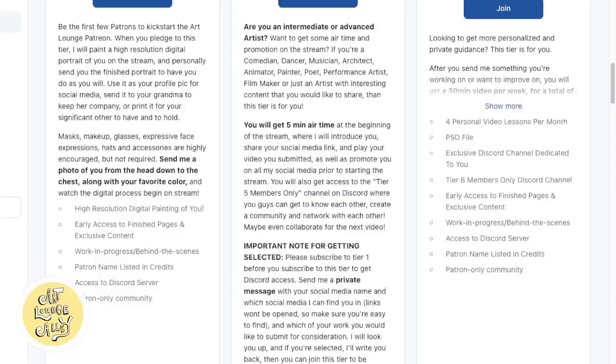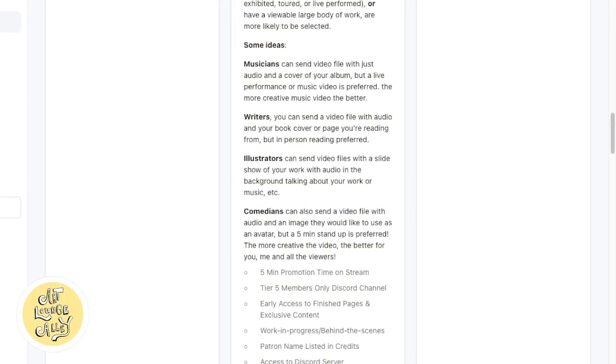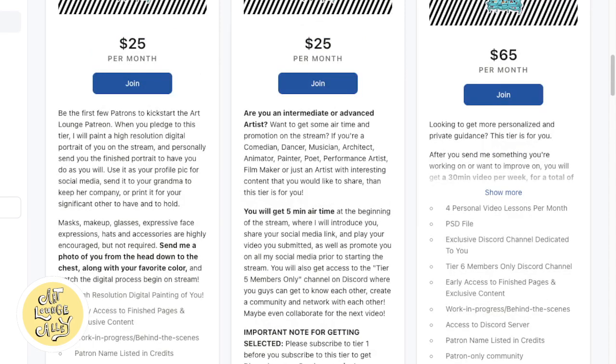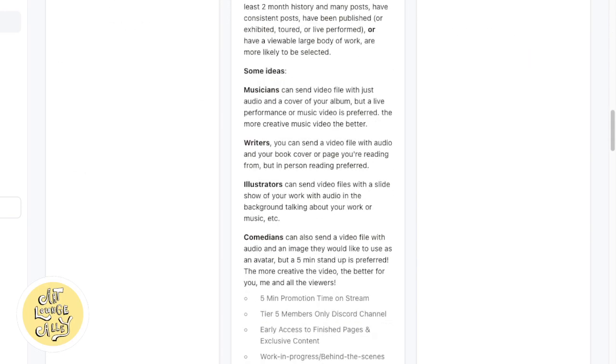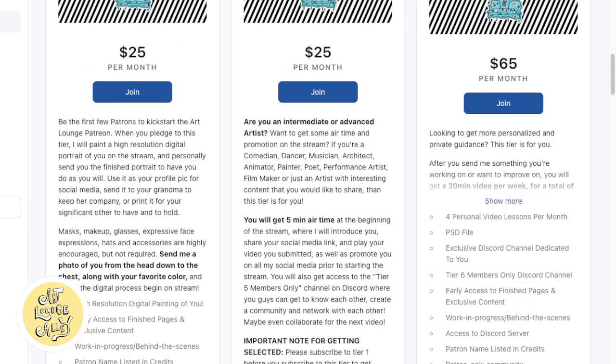There are some requirements on here. It's actually the longest one out of all of them, so you guys get a better idea of what to expect. There's some hints, there's some tips, there's some ideas for all sorts of artists. So it's not limited to illustrators, it's to all sorts.